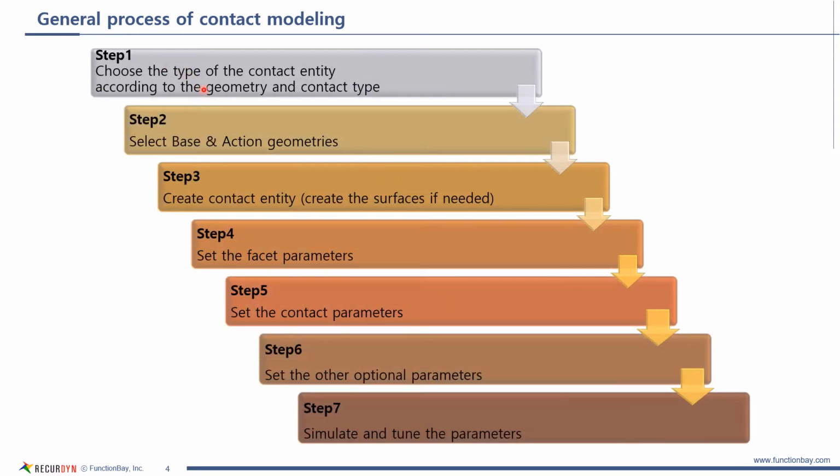First, choose the type of the contact entity according to the geometry and contact type. Step 2, select base and action geometries. Step 3, create contact entity. Create the surfaces if needed. Step 4, set the facet parameters. Step 5, set the contact parameters. Step 6, set the other optional parameters. Step 7, simulate and tune the parameters. Let me explain the detail of each step from the next page.